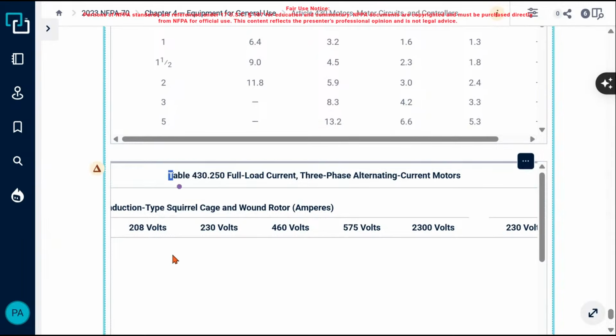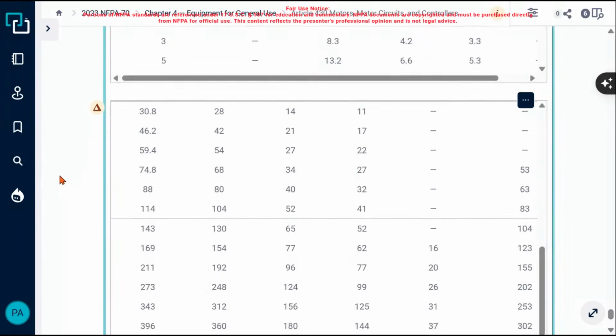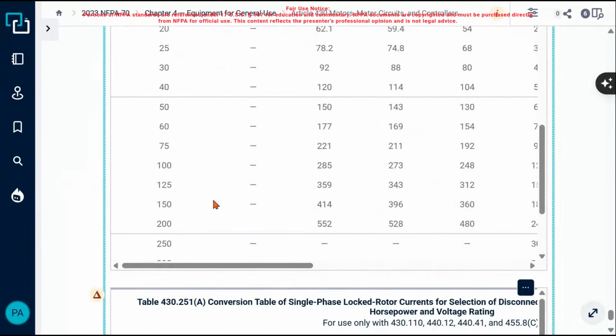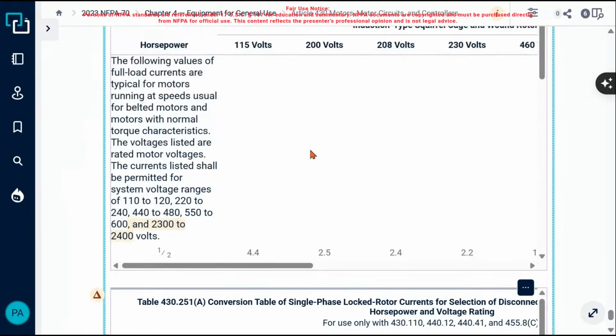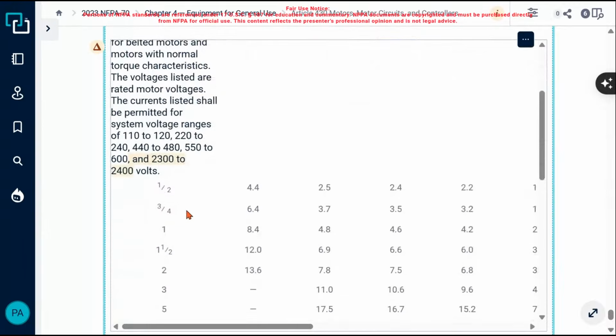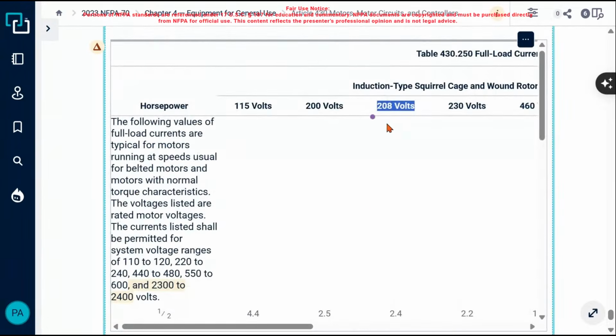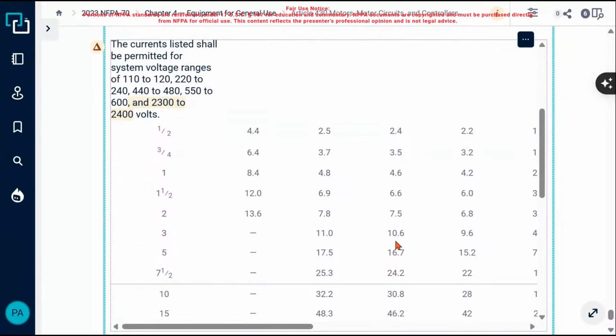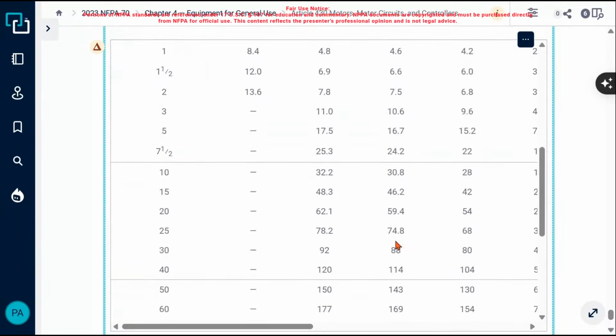And what were we dealing with? All right, let's go on and get this down a little bit, and I'll move it over. Okay, so what we're dealing with is 208, so this is the column we're going to be in right here. And what we're dealing with is 25 horsepower. So let's remember, we're in this column. I'll keep the mouse in there so we don't lose where we're at. We're dealing with 25 horsepower, so it's 74.8 amps. Make sure you write that down. 74.8 amps is what it is.